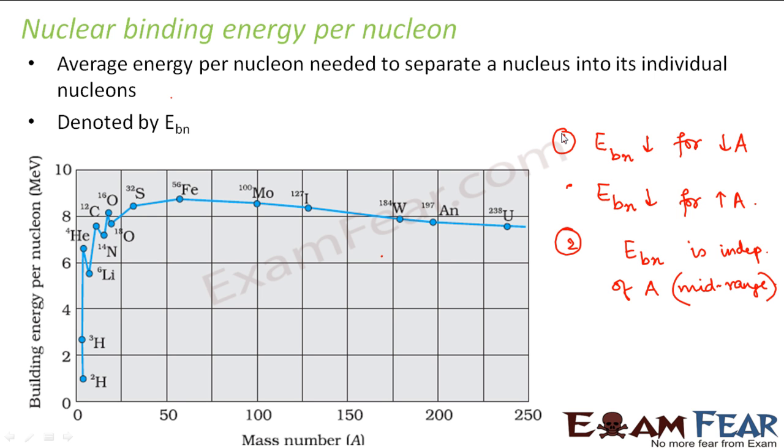What did the scientists do? They took every element and calculated the binding energy per nucleon for every element, and then they plotted this graph with respect to their mass numbers, and they found this. So now the point is, why is there this variation? Why is the binding energy less for lesser mass numbers, and what is its consequence? Similarly, why is it less for higher mass numbers, and why is it constant in the middle? We will look at each of these cases one by one.